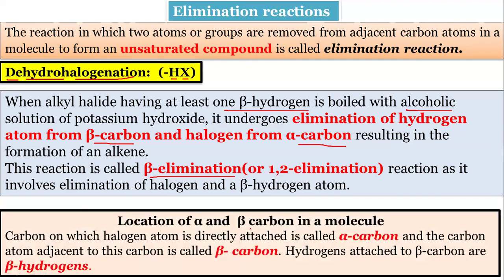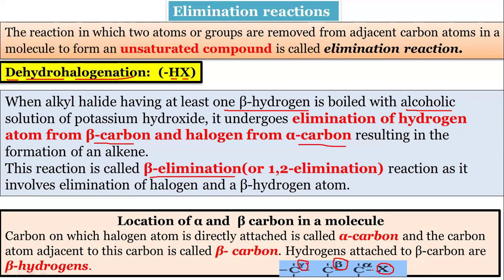So here we will understand what is meant by alpha, beta and gamma carbons. X means halogen. This X is directly attached to this carbon, it is called as alpha. Means the halogen which is directly attached to the carbon, this carbon is called as alpha. Adjacent to this is beta. So clearly we can see this is beta carbon and adjacent to this is gamma carbon.